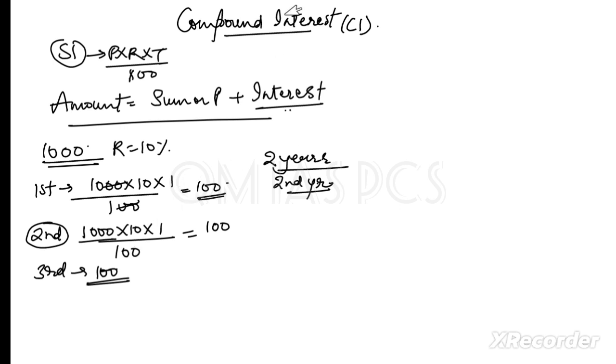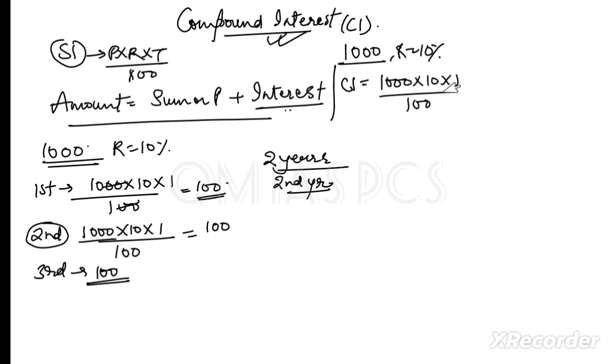But in case of compound interest, the situation is different. Just consider 1,000 rupees and the rate is 10%. For CI it will be 1,000 multiplied by 10 multiplied by 1 by 100. We will follow the same thing, because for the first year, this is an important point, you can note it down.